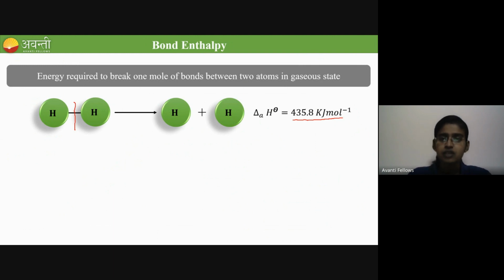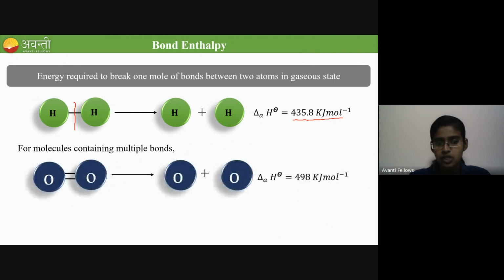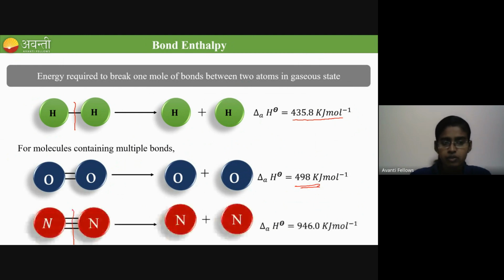Okay. Now for molecules containing multiple bonds, that is a double bond or triple bond. For a double bond, we can take oxygen as an example. There are 2 bonds between oxygen atoms. Now you see the energy required to break the 2 bonds is a little bit higher than breaking a single bond. Okay, it is 498. Now if I want to break 3 bonds, like in the case of nitrogen, we have 3 bonds, right? If I want to break all these 3 bonds, you see the maximum amount of energy, 946, almost double this amount, right? So more energy is required to break the triple bond. The energy required to break the bond is called bond energy. Now all the 3 molecules which you are seeing on the screen are homonuclear diatomic species.